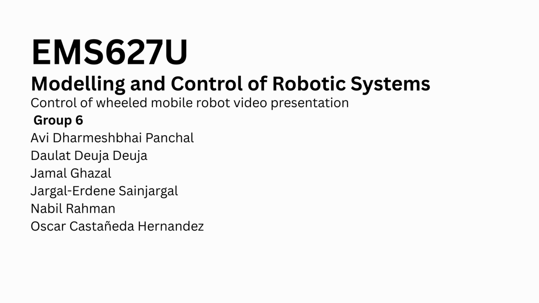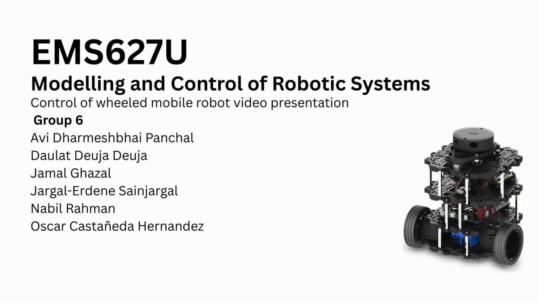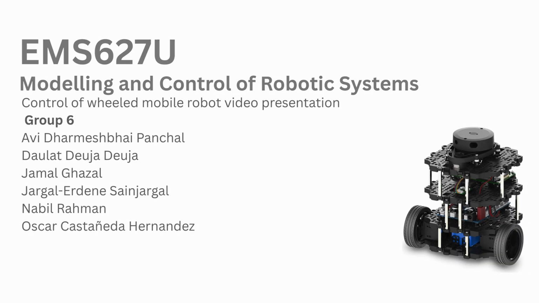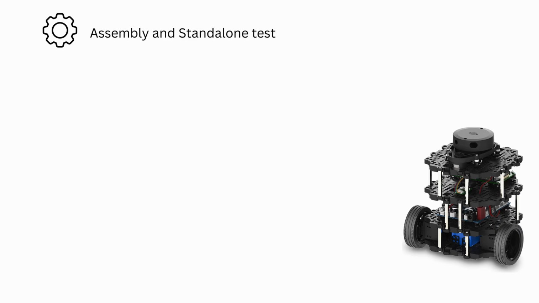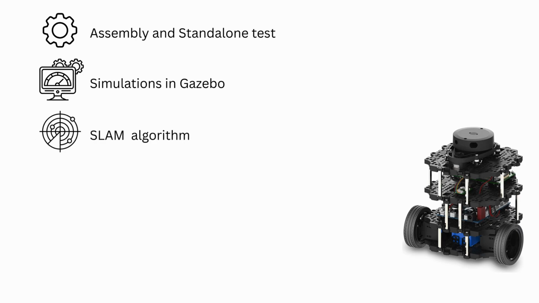Welcome to this presentation for EMS627U, Modeling and Control of Robotic Systems. This is the video presentation for Part B of the coursework, Control of Wheeled Mobile Robots. It documents how we built, tested, and controlled the Turtlebot 3 Burger model using ROS. It includes robot assembly and standalone mode tests, simulation in Gazebo environment, implementation of SLAM algorithm, teleop control using the keyboard, real deployment, and obstacle detection examples.